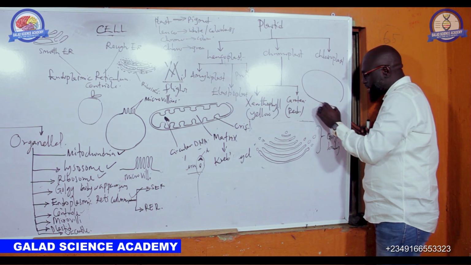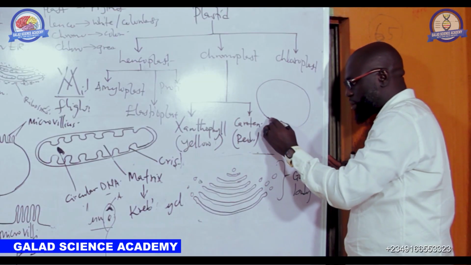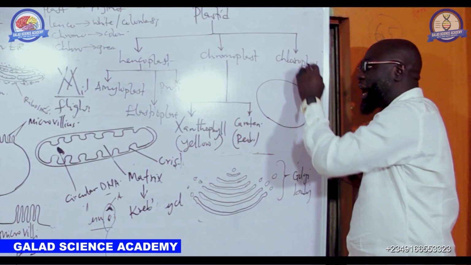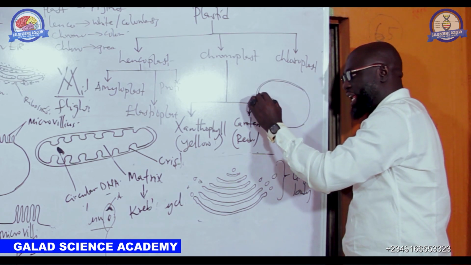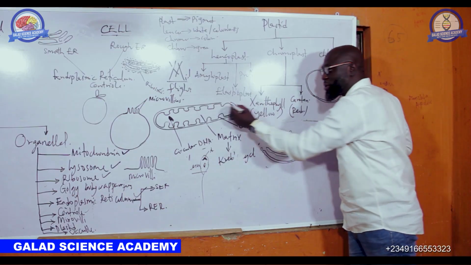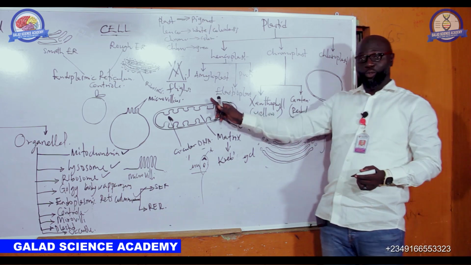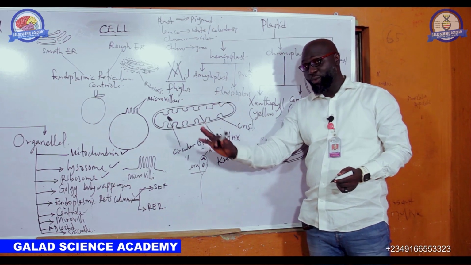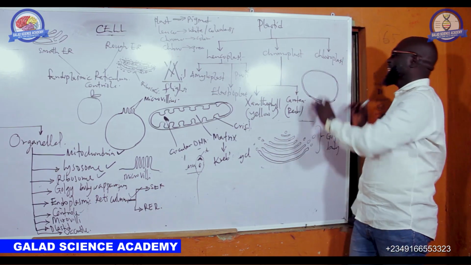It is partially spherical in shape. Partially what? Spherical in what? In shape. And it's also a double what? Membrane organelle, like mitochondria. But in the case of mitochondria, you observe that what? The outer membrane is smooth, but the inner membrane is folded like a finger structure called cristae, if you still remember. But in the case of what?